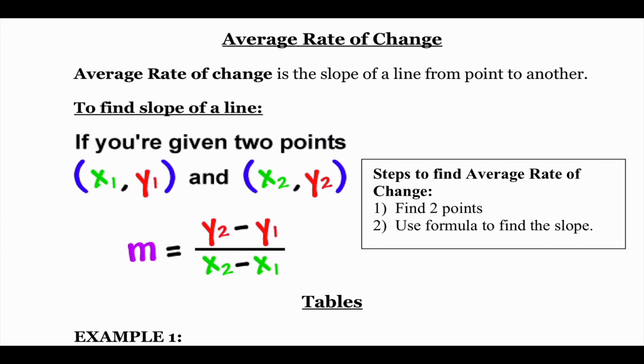So the formula here, y2 minus y1 over x2 minus x1, is a formula you guys have been using since junior high at least. It's how to find slope. That's what we're doing today. That's all we're doing today.